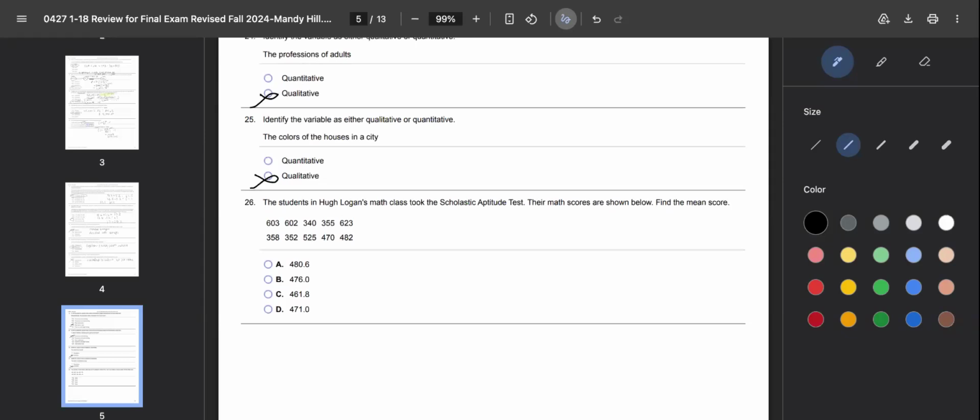The students in Hugh Logan's math class took the Scholastic Aptitude Test. Their math scores are shown below. Find the mean of the score. So what I would say is, so we don't have to write all of this down, you're going to add them up, and then you're going to divide by 10 because there are 10 things there.